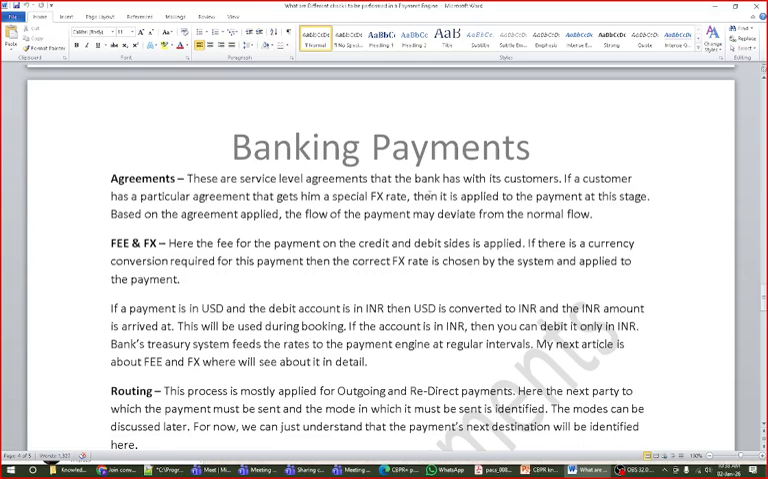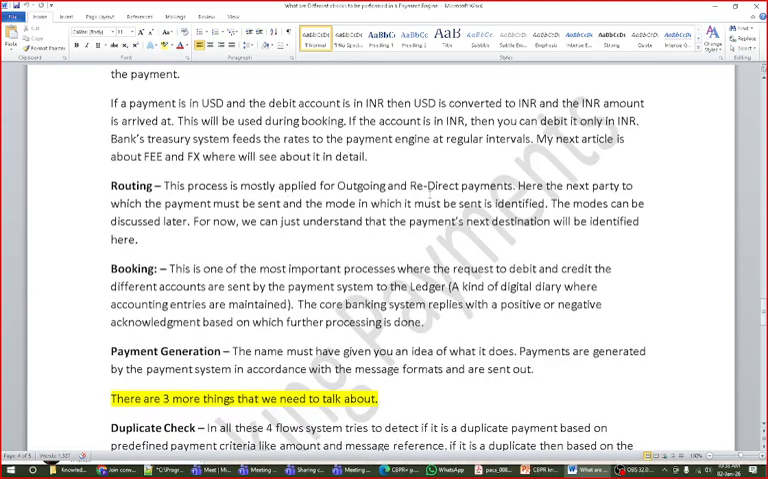As I told you, the batch is running overnight, and the batch will calculate the interest. Sorry, the FX rate and fees are always fixed for something. So that also we have discussed. Then the routing of the payment.